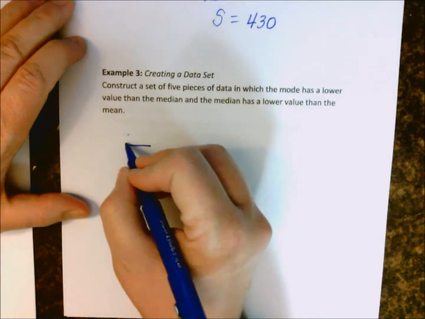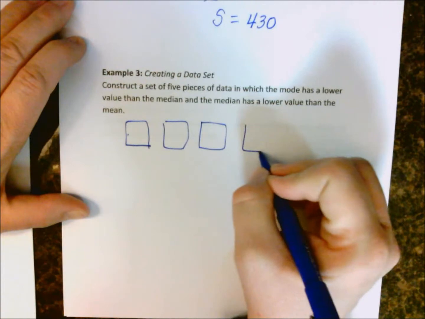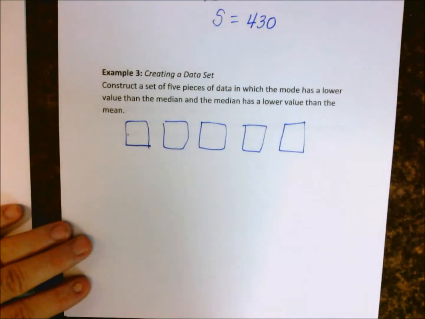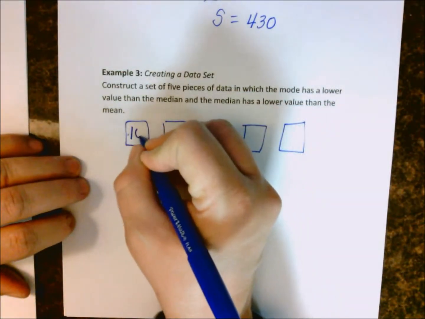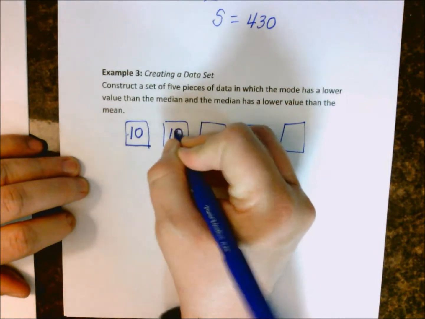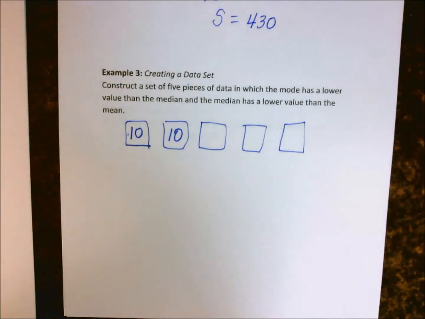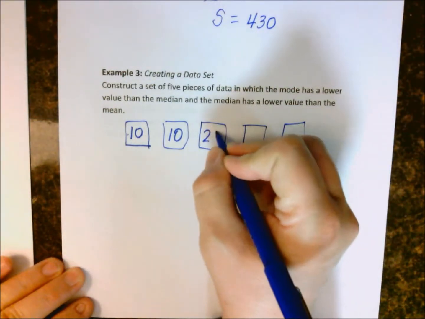So we need 5 numbers. 1, 2, 3, 4, 5. And what we know about the numbers that we're filling in is that the mode has to be a value that is lower than the median. So pick any number to be the mode. I'm going to pick 10. The mode means I need it more than once, so I don't want any other value to be listed twice or more, because that's going to be my mode. And it says the mode will be less than the median. So let's make the median 20.